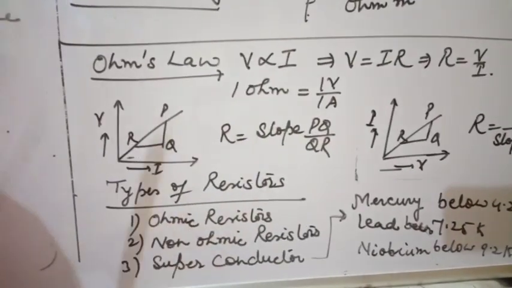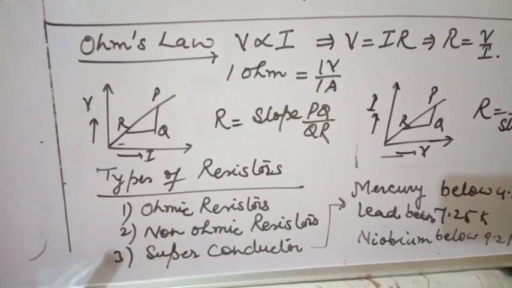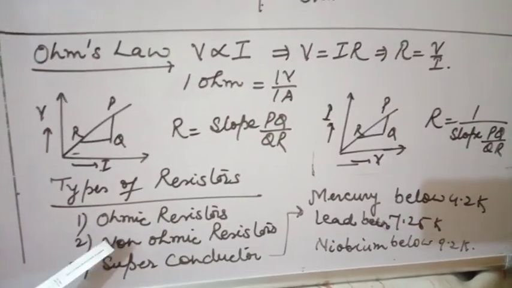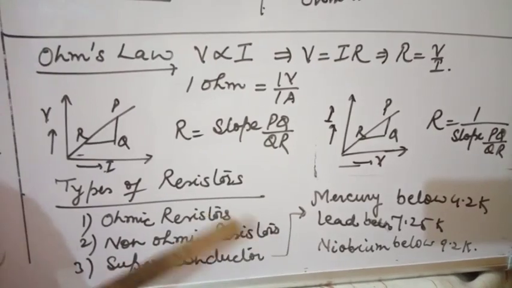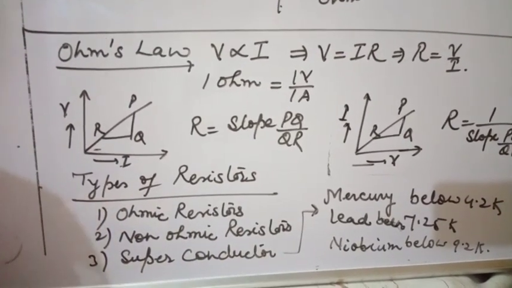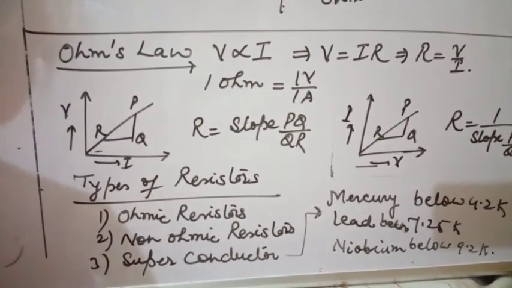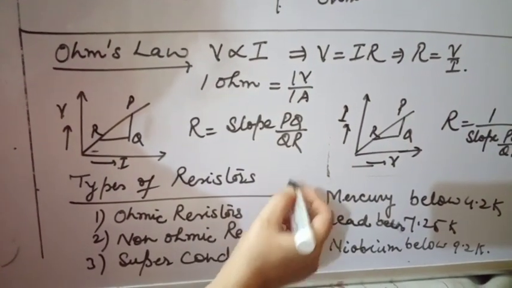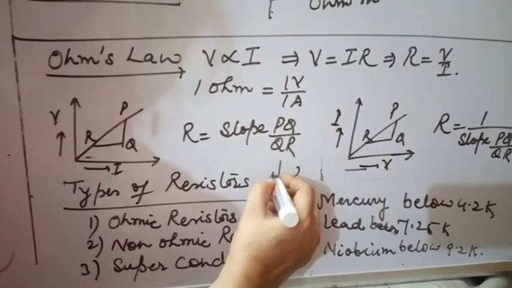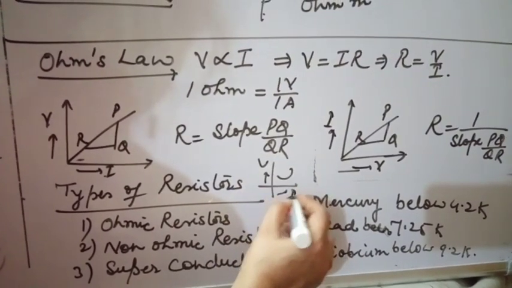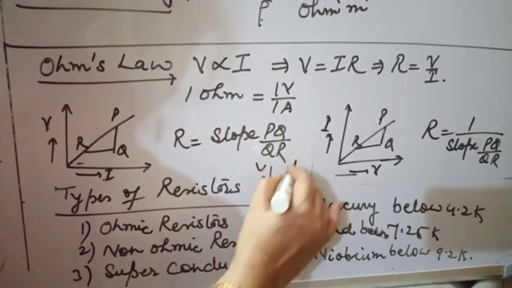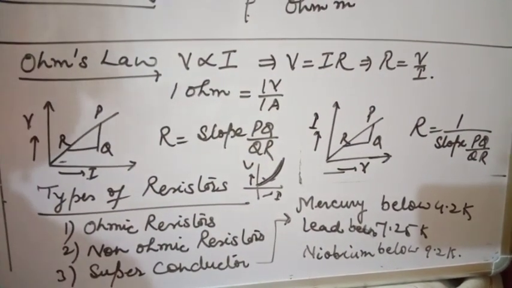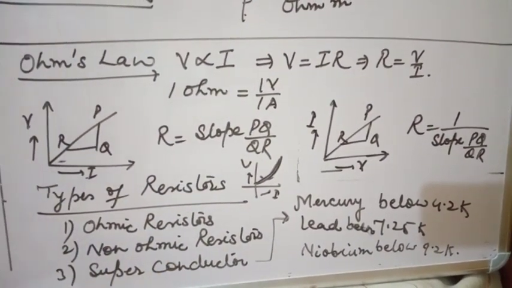Next is types of resistors. So there are basically three types: ohmic resistor, non-ohmic resistor, superconductor. Ohmic resistor, which obeys Ohm's law, is called an ohmic resistor. The graph will be a straight line and all metals are ohmic resistors. Non-ohmic, which does not obey Ohm's law, the graph will be a curve. If you draw V versus I, its graph will be a curve, not a straight line. That is a non-ohmic resistor. So all diodes and triodes are non-ohmic resistors.